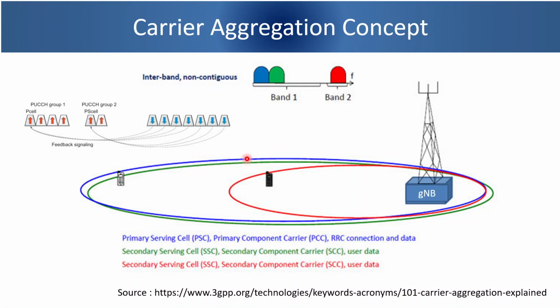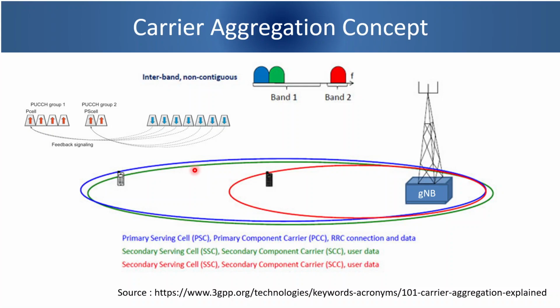One of the component carriers, in this example the blue one, generally having the largest coverage, is made the primary serving cell, PSC, and this component carrier is called the primary component carrier. So the blue one, the primary component carrier transmitted by the primary serving cell, carries the control signaling, RRC connection, and also data and signaling.